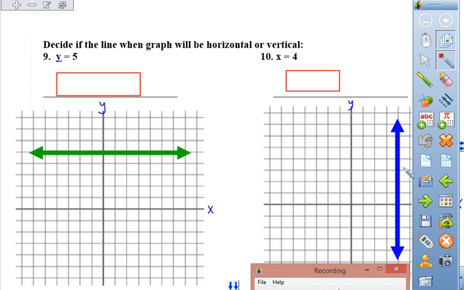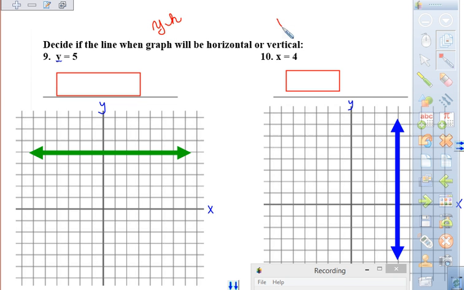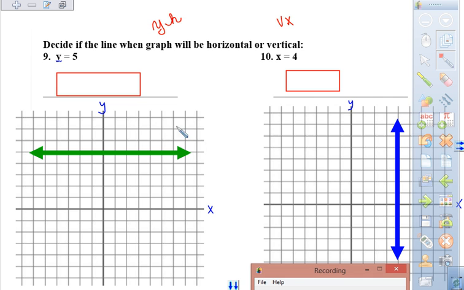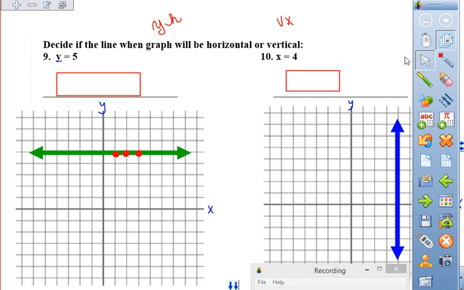Determine if the line, when graphed, will be horizontal or vertical. So one of the strategies I told you is fancy y matches with fancy h, and v matches with x. So a y equals equation is going to be horizontal, and an x equals equation is going to be vertical. So number 9, y is equal to 5. Graphically, what's going to happen is that our coordinates, forward 1, up 5, forward 2, up 5, forward 3, up 5. No matter where we're at on that green line, we're going to be going up 5. So our second coordinate is always going to be a 5. So that's going to make this line horizontal, parallel with the horizon.